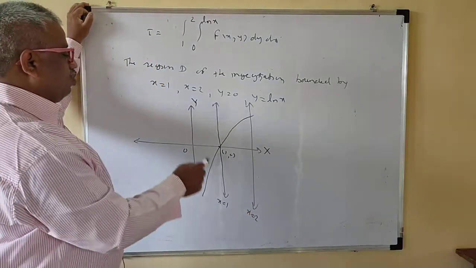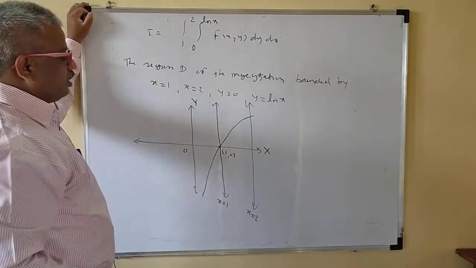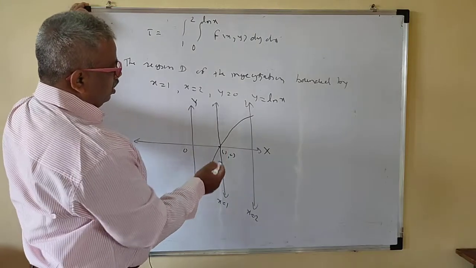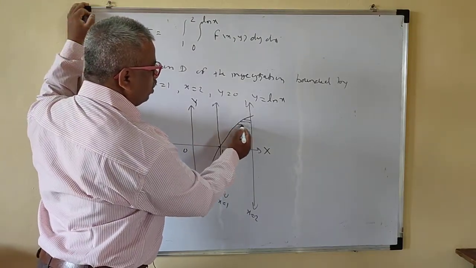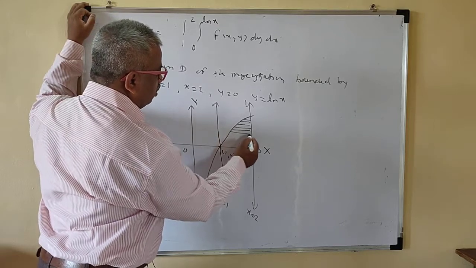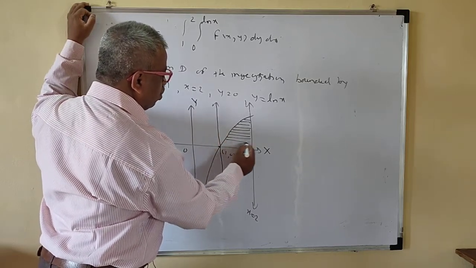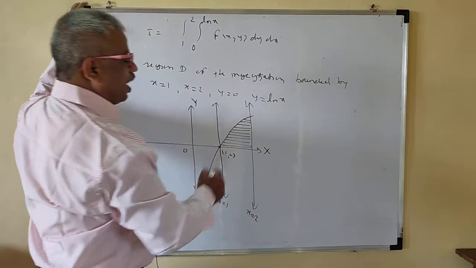Then y is equal to 0. Y is equal to 0 means it is what? X axis. That means, see, now here, this is your region. This will be your region. We'll check whether this region is correct or not, and then we'll finalize this.